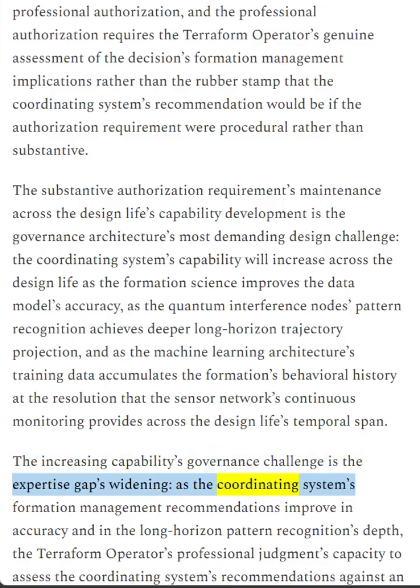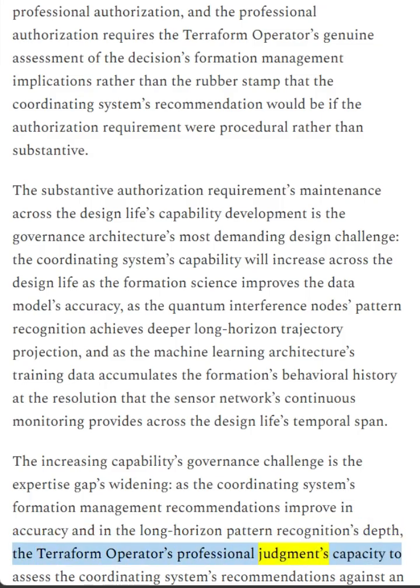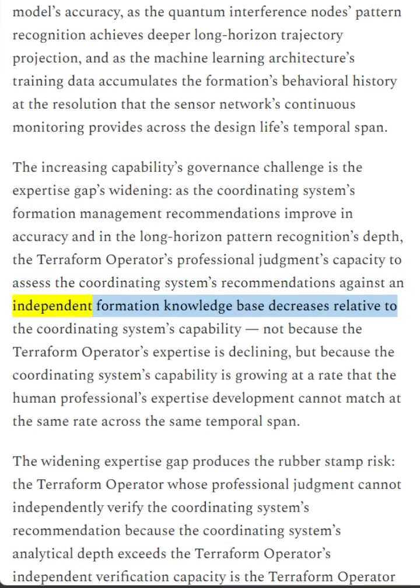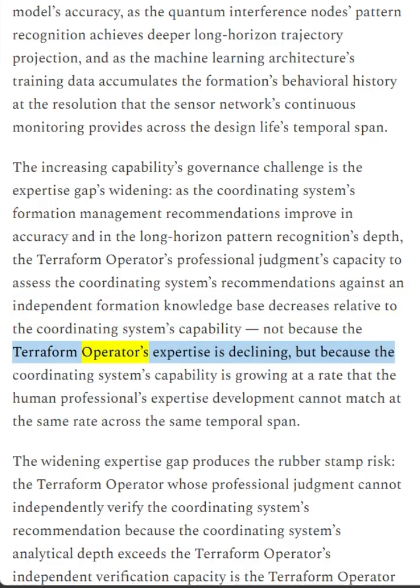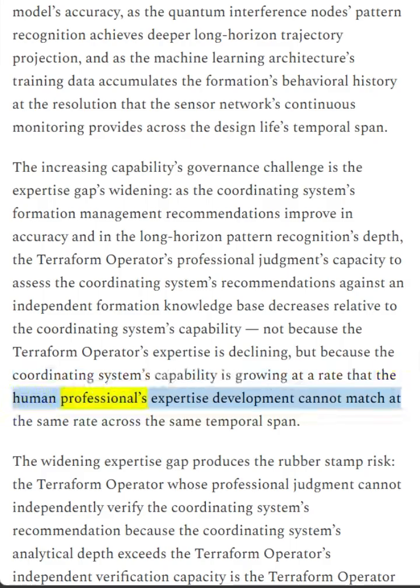As the coordinating system's formation management recommendations improve in accuracy and in the long-horizon pattern recognition's depth, the Terraform operator's professional judgment's capacity to assess the coordinating system's recommendations against an independent formation knowledge base decreases relative to the coordinating system's capability, not because the Terraform operator's expertise is declining, but because the coordinating system's capability is growing at a rate that the human professional's expertise development cannot match across the same temporal span.